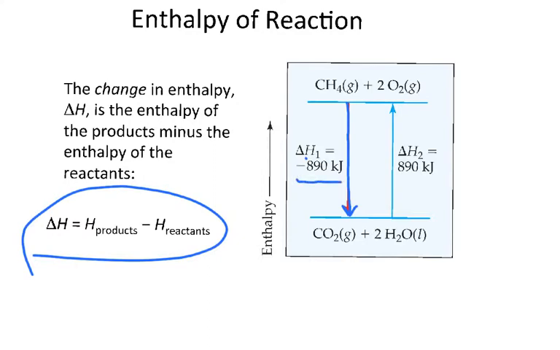So the negative sign tells us that's how much heat is released during the course of this reaction. If we consider the reverse of this reaction, going from carbon dioxide and water to methane and oxygen, then this 890 kilojoules has a positive value.